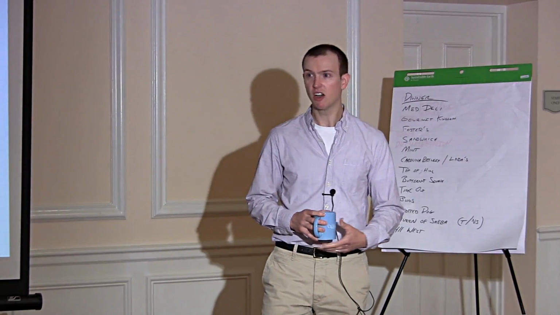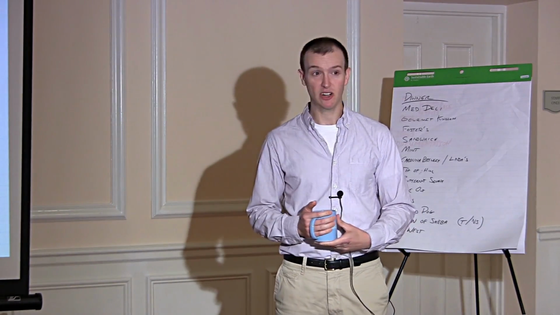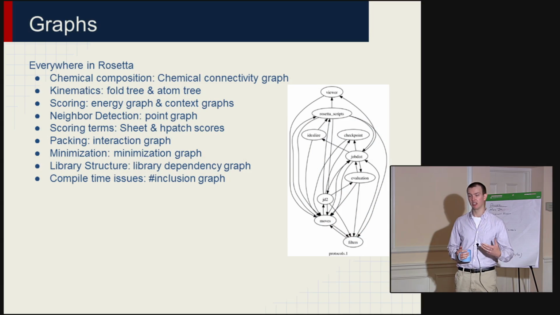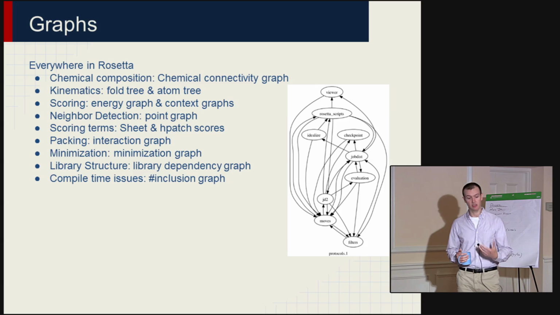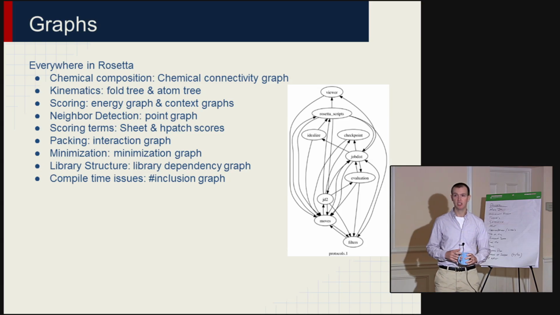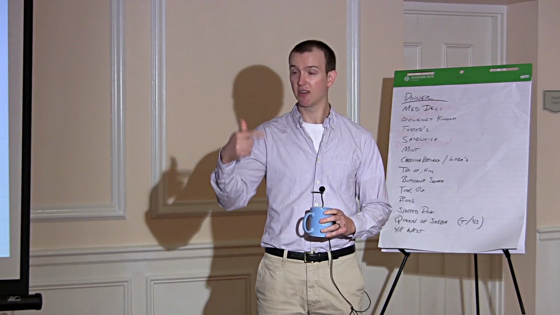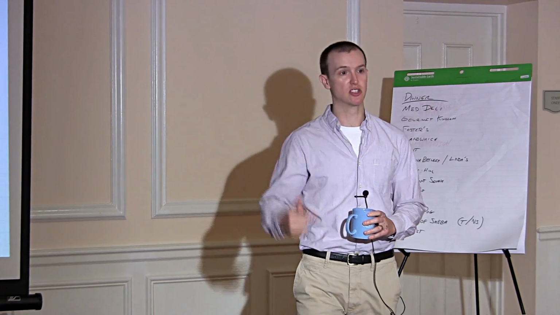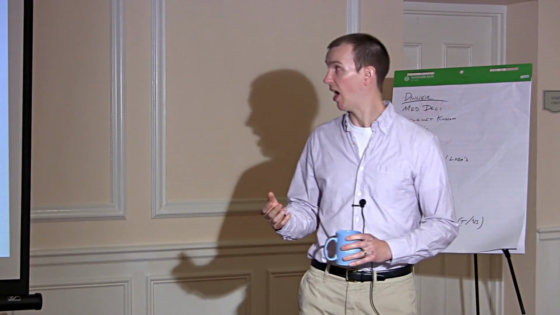So the reason that we're going to talk about graphs is because they're everywhere in Rosetta. They're everywhere in Rosetta because they're a very convenient way of talking about relationships between objects. So where are they? In describing the chemical composition, say, of a residue type, there's a chemical connectivity graph. There are relationships between, say, pairs of things like atoms, and their relationships like the presence of a chemical bond between them. And that defines a graph.